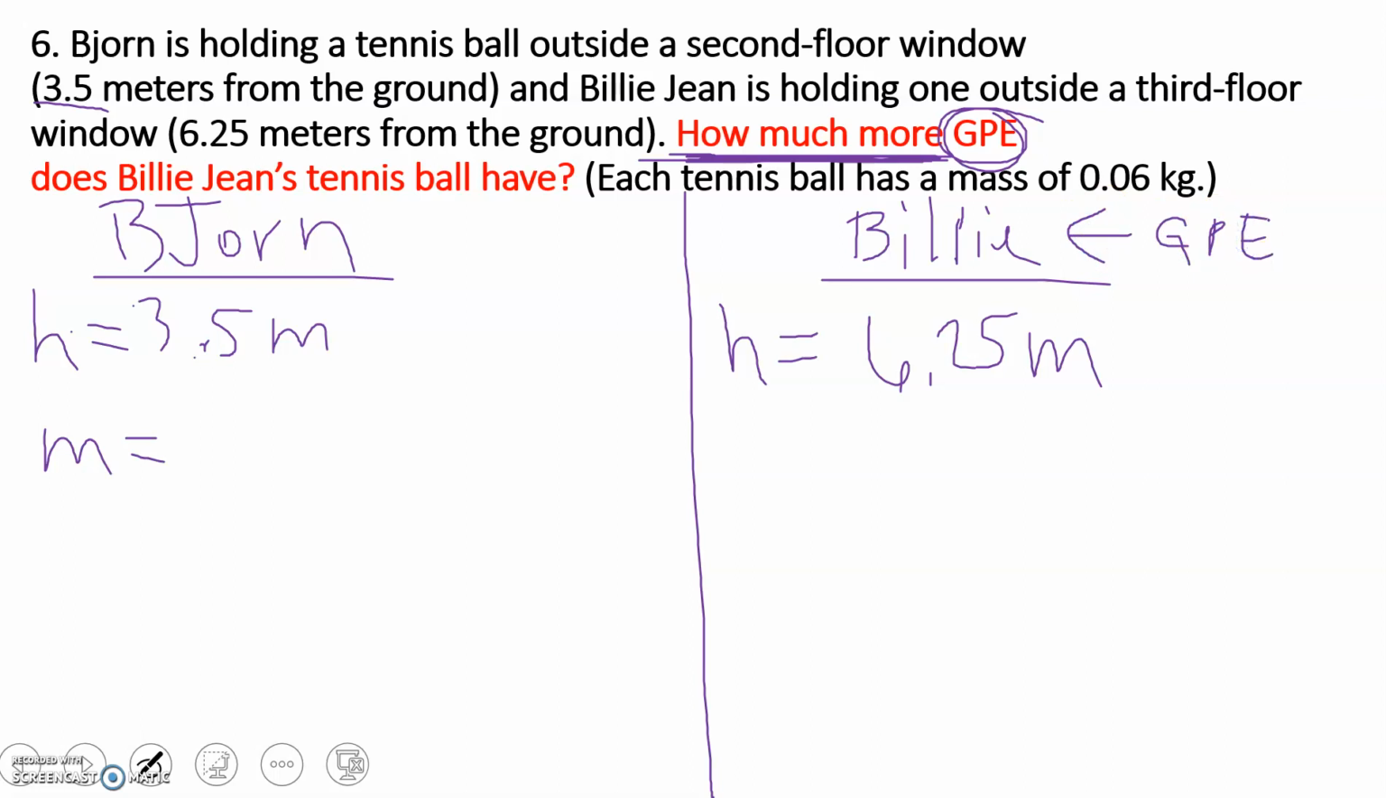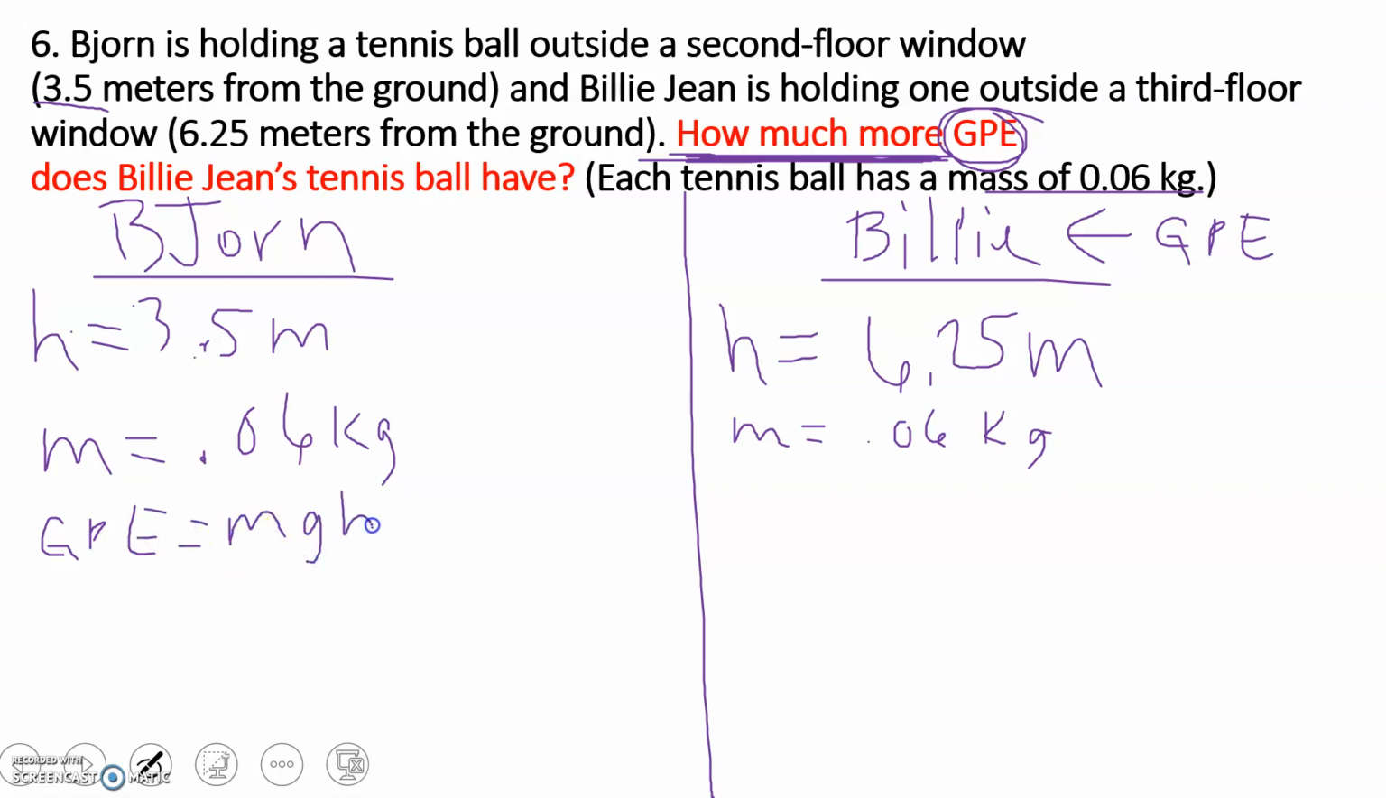Alright, and we are given that each tennis ball has a mass of 0.06 kilograms, the mass of both balls. So we're looking for GPE, the potential energy due to gravity. So GPE equals mass times gravity times height. Use the same equation for both because we're looking for GPE for both: mass times gravity times height.